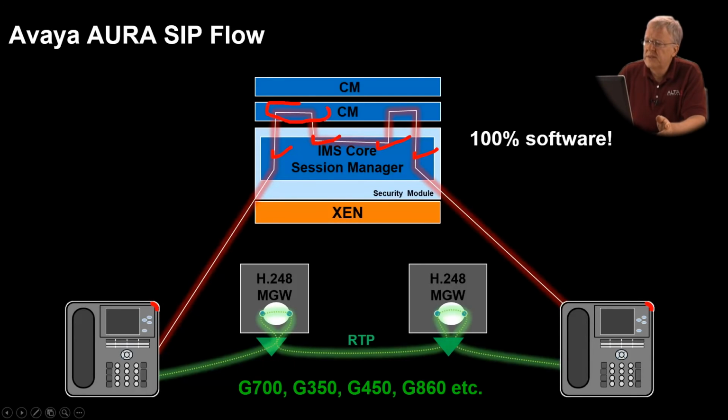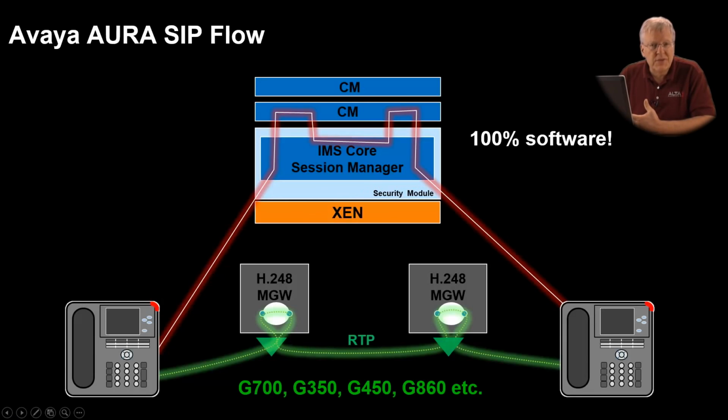The feature services, even if you're running in evolution server mode, are handled by the communications manager. We're not going to put the feature servers in the IMS core. Notice that there is a little blue surround that's surrounding the IMS core, the session manager. That's security module. You actually can't connect directly to session manager. That would be a security issue. So whenever you go in or out of session manager, it's actually security module that you'll see first.